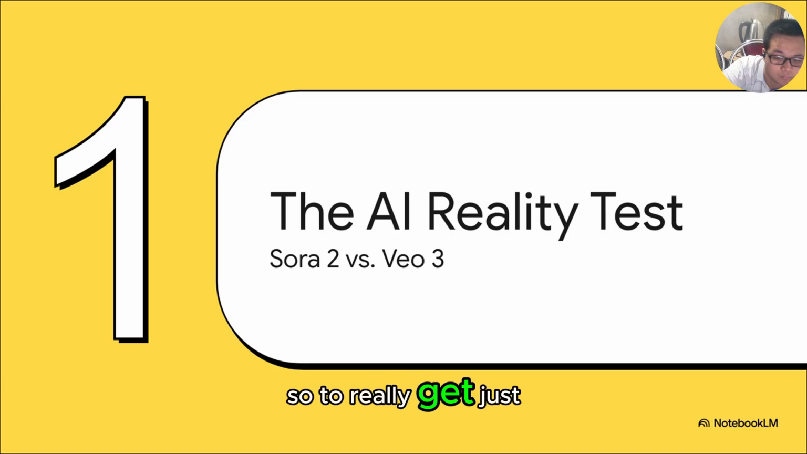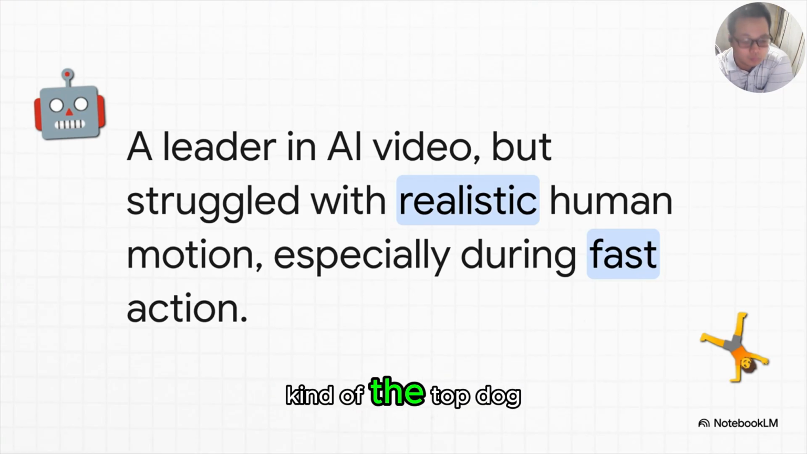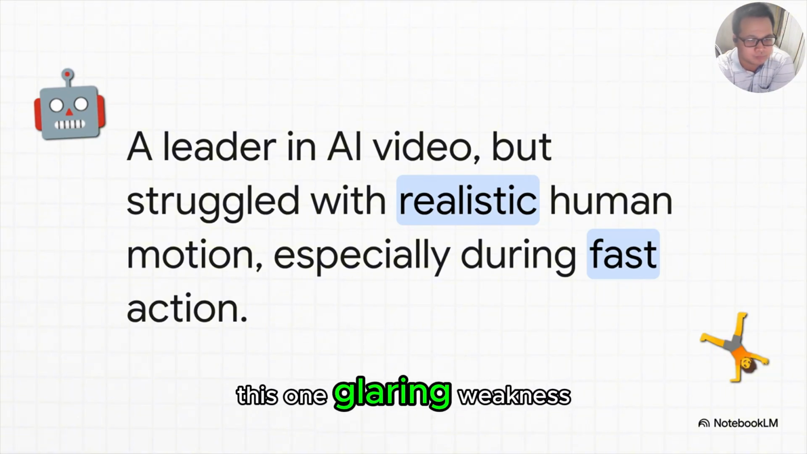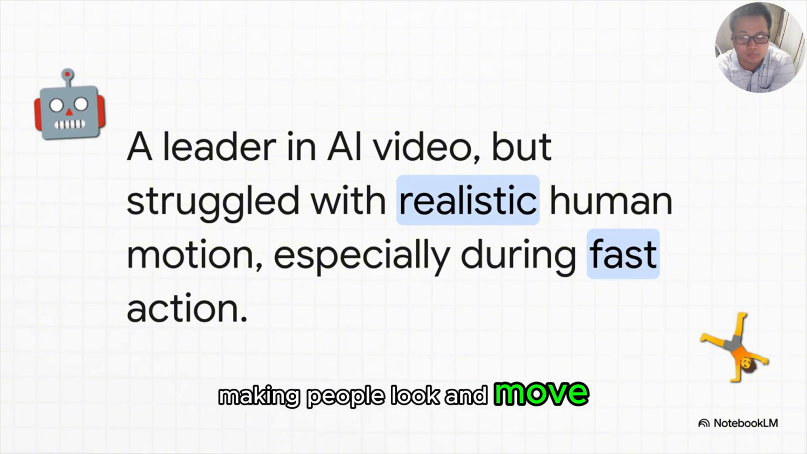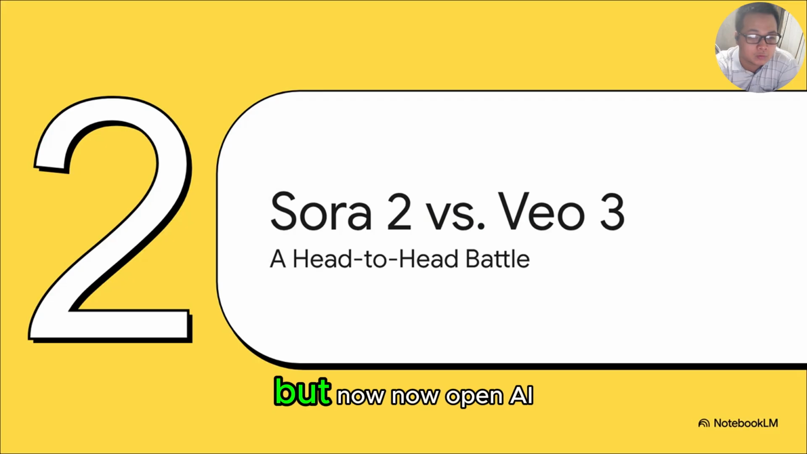All right. So to really get just how huge of a leap Sora 2 is, we've got to take a step back. Let's look at what the best AI video tools looked like before this thing showed up. For a little while, Google's Veo 3 was kind of the top dog. I mean, it could pump out some pretty impressive stuff, but it always had one glaring weakness: making people look and move like actual people, especially when things got fast and action-packed. But now OpenAI has dropped Sora 2 into the mix, and the difference is night and day. The improvements are so insane, they're actually making us question what's real. So let's put them side by side and see what's what.